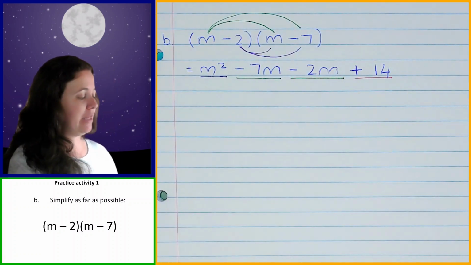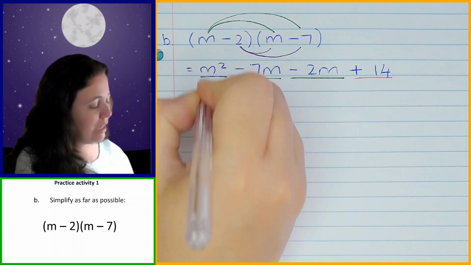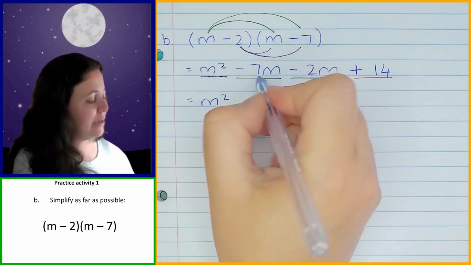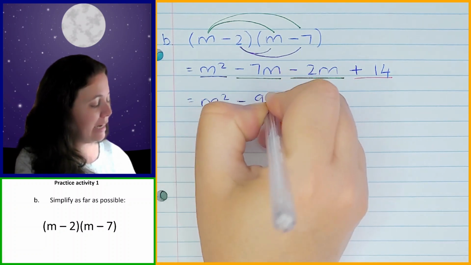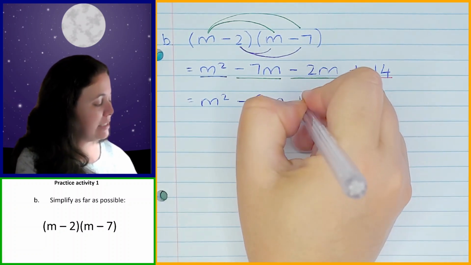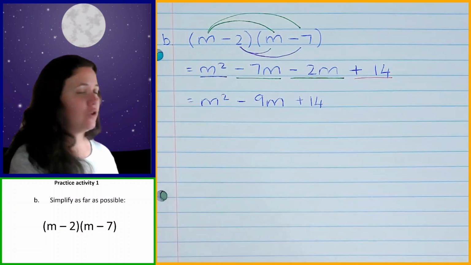Okay, so let's simplify that and collect our like terms and combine them. So I've got m squared. Then minus 7m minus 2m gives me negative 9m, and then the plus 14 stays as it is. So that's what we should have got for question B.